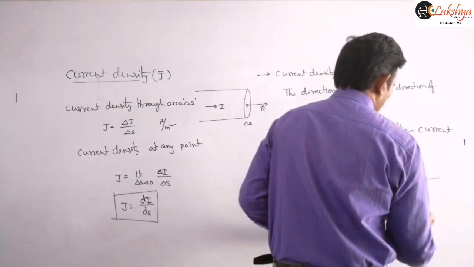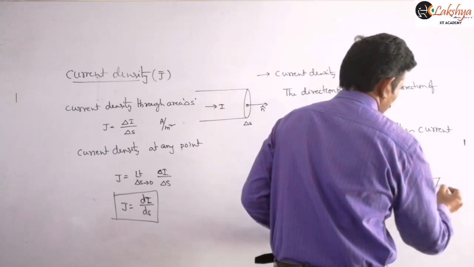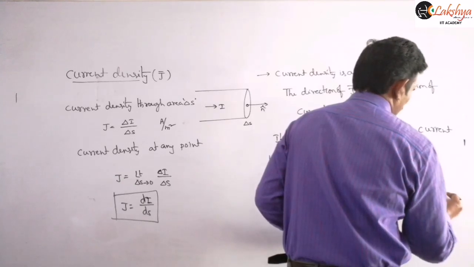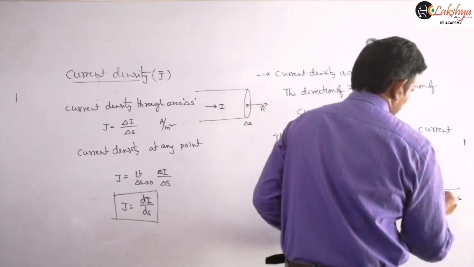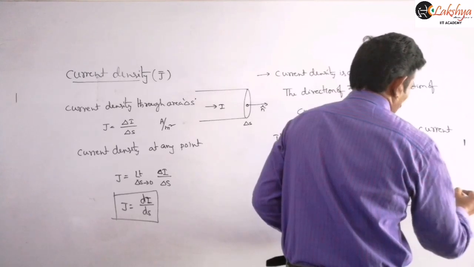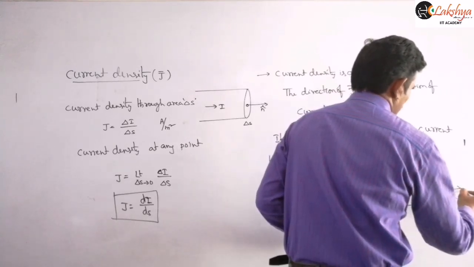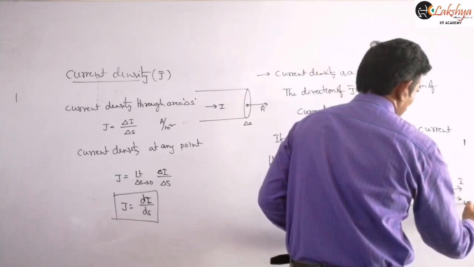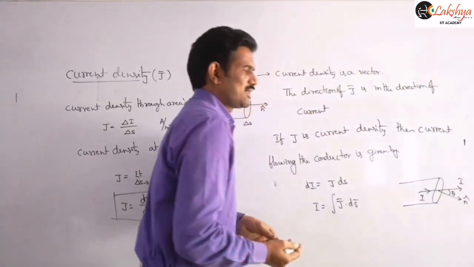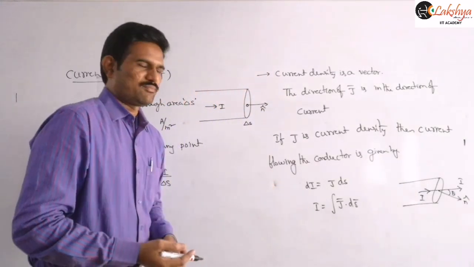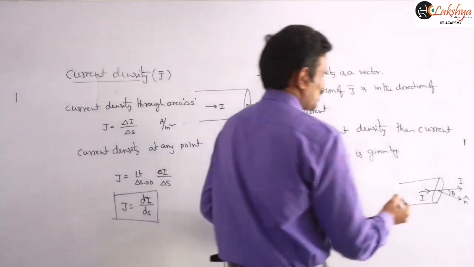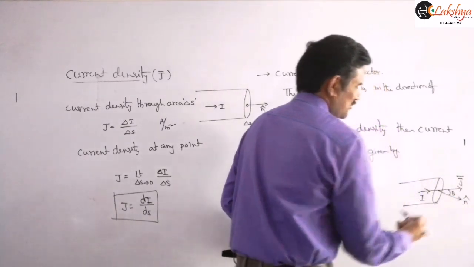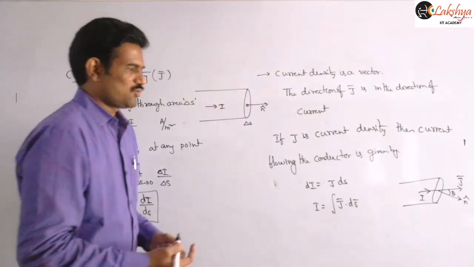The cross section area may be like this, so that this area vector will be along this direction, but the current direction is along this. So an angle theta will exist here between the direction of the current and this area vector n cap. Now this is the direction of j bar we can consider here, and this is the direction of n cap. n cap is nothing but our area vector.